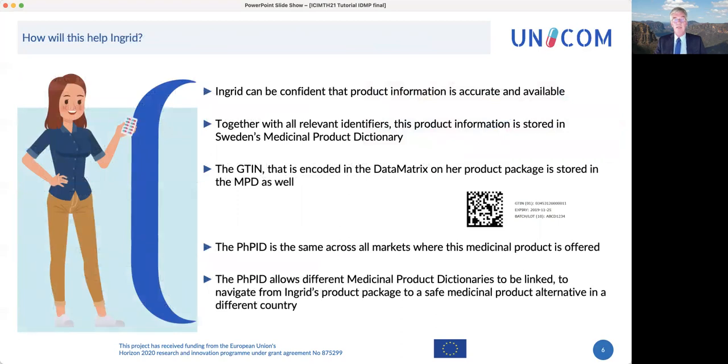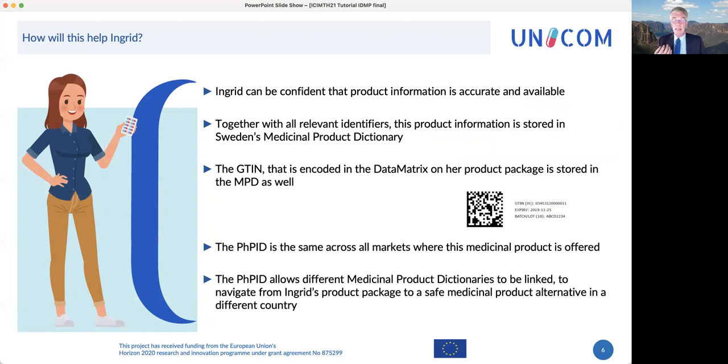How will it help Ingrid? Ingrid at least can be confident that the information that's supplied by M&P company is accurate and available. It's being checked by the National Competent Authority, and the identifiers that were mentioned on the previous slide are stored in Sweden's medicinal product dictionary. So there is a place where this information is available. The GTIN, of course, is stored there as well. So if she takes her package with the barcode or the data matrix, then there is a way to lead anyone to the information that's in the Swedish Medicinal Product Dictionary.